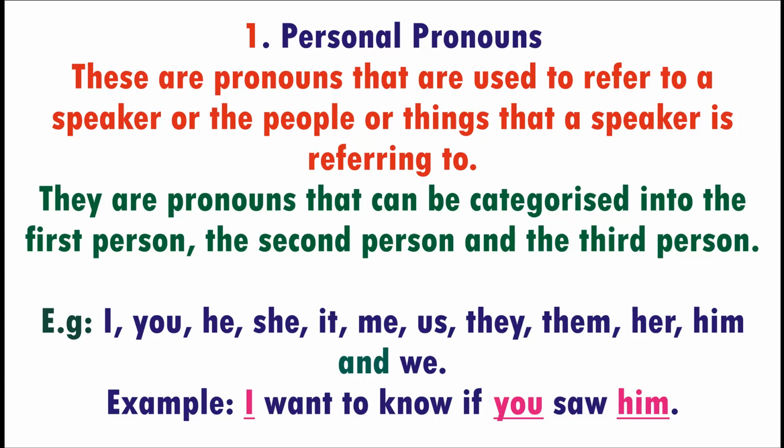Let's come to the example in a sentence. I want to know if you saw him. In this particular example, we have 3 personal pronouns. I is the person who is talking, so I is the first person. You is the person whom the first person is talking to. So you is the second person pronoun. I want to know if you saw him. Him is the person they were talking about. So him is the third person pronoun.